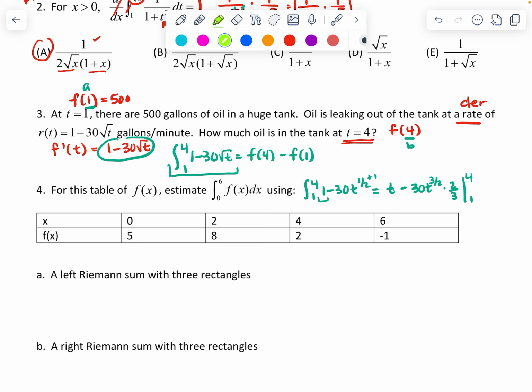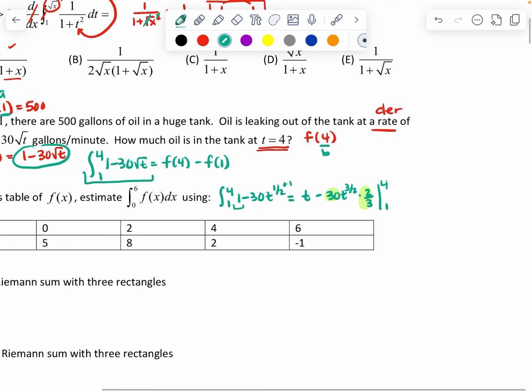But let's fix this up a little bit because it's kind of gross. What's 30 times 2/3? Well, that's 60 over 3, which is really 20, right? So I can rewrite this as, still running out of room, t minus 20 t to the 3/2, and t to the 3/2 really means the square root of t cubed. And I'm evaluating from 1 to 4, okay?